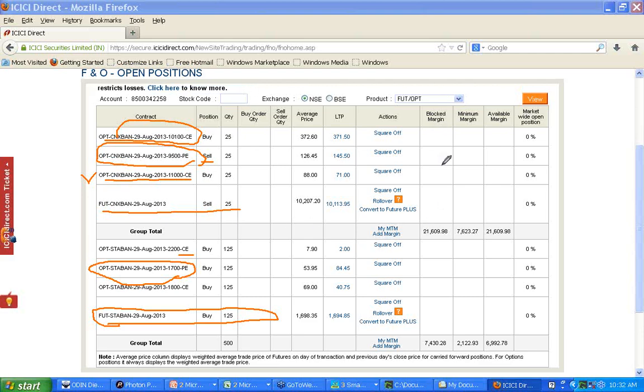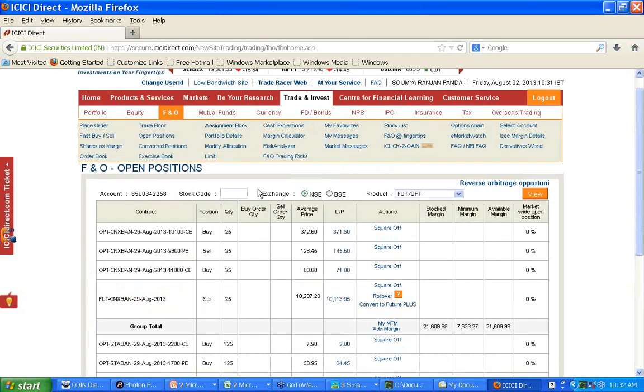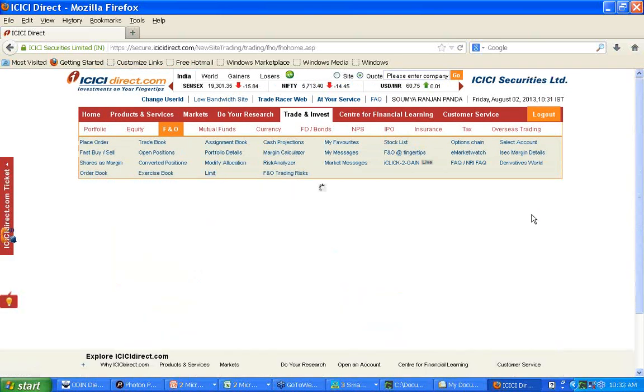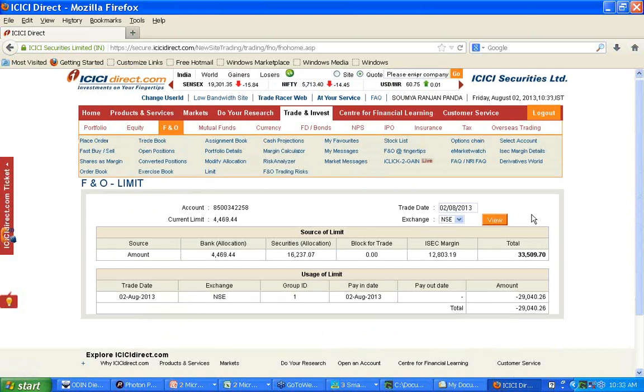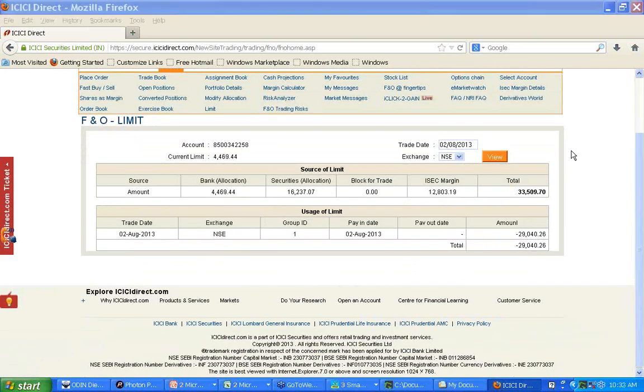So all this pair trade position, how much has it taken? 21,000 here, maximum, 7,000 here. Let me go to the limit part. You can just see how much is being blocked. 29,000 it has taken.